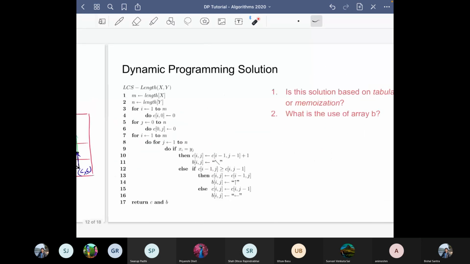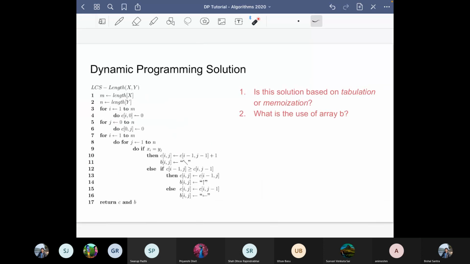Right, so this is the final pseudocode. We have X and Y as inputs, and we have to find out the lengths. So we start with getting the lengths of X and Y, and you initialize the C matrix that we need. We saw that if any of the inputs to C is 0, then the solution is 0. So we set the first rows and the first columns of the C matrix. Then you start from the bottom, right? So i equals 1 to m and j equals 1 to n.